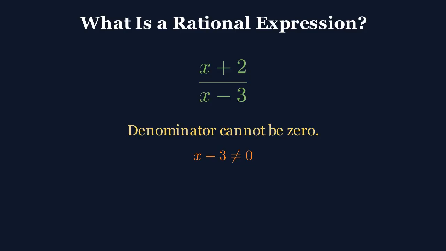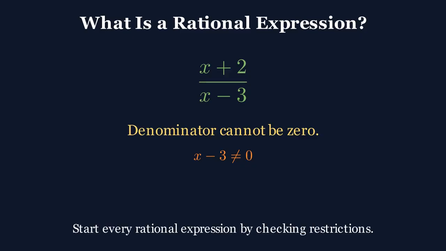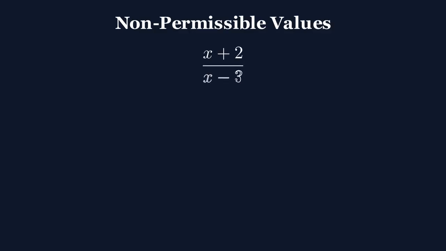The most important rule is this: the denominator can never equal 0. Whenever we work with rational expressions, we start by asking what values make the denominator 0. Non-permissible values are values of the variable that make the denominator 0.